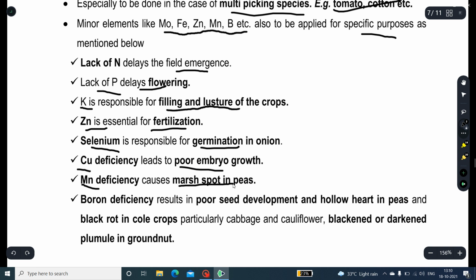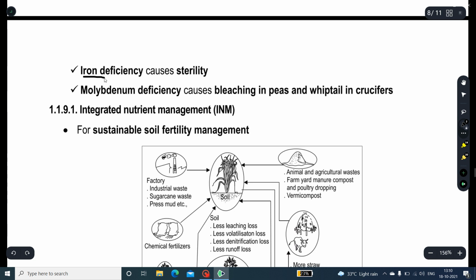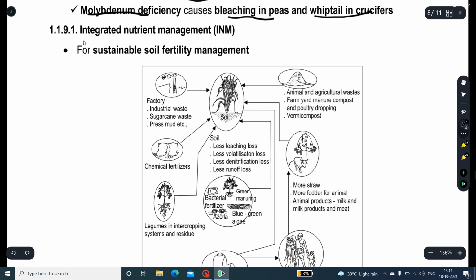Manganese deficiency leads to marsh spot in species that we have already seen. Boron deficiency, which we have already seen, leads to poor seed development and hollow heart in species, and black rot in cole crops, particularly crucifers like cabbage and cauliflower, and blackened plumule in the case of groundnut. Iron deficiency leads to sterility of crops, and molybdenum deficiency leads to whiptail in crucifers and bleaching in peas. And integrated nutrient management is adopted for sustainable soil fertility management.